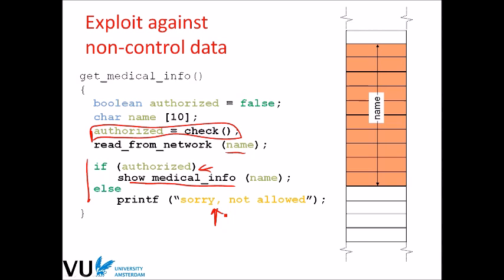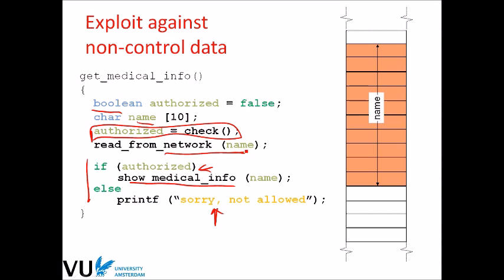Okay, so what could possibly go wrong here? Well, we're reading from the network into this name buffer, and the name buffer is only 10 bytes long. Okay, and above the name buffer on the stack, we find another variable. So in this particular case, the get medical info function has two local variables. An authorized variable, which is a boolean, which is initialized to false, and a name variable, which is a buffer of 10 bytes.